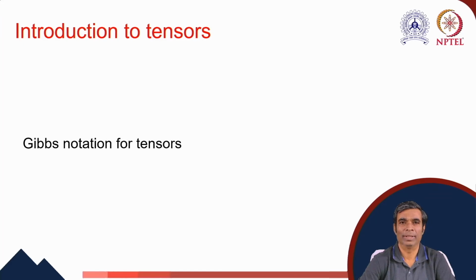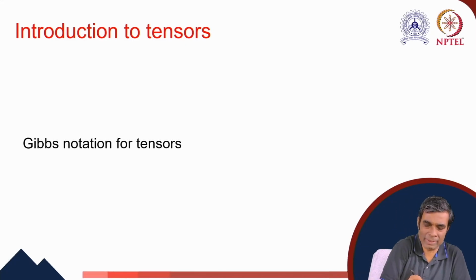Let's first go to the introduction to tensors. Tensors are quantities of which scalars and vectors are special cases. The concept of tensors can be explained with the definition of the stress tensor at a point. The force per unit area represents the stress at a point. So we can go for the definition.